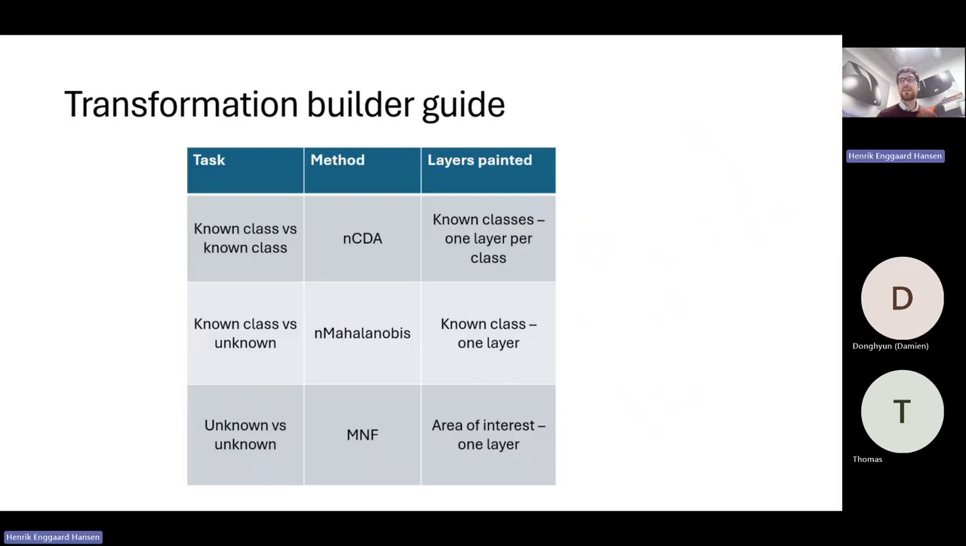So to give a 10,000 feet overview of what transformations to pick and how to approach it. Known class versus known class. So you have two cases where you know, for example, good seed and bad seed, background versus foreground. You would pick the nCDA method. It allows you to separate out a new band. You create essentially a new image with a new band. And on one axis, you have the one class, and on the other axis, you have your other class.